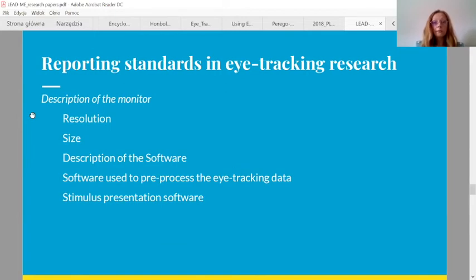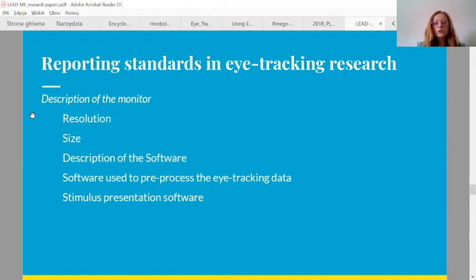Also, very important, the monitor, right? And the resolution and size that can affect the AOIs, right? So this can affect the distance between the AOIs, the size of the AOIs, and the distance between the participant and the AOIs, right? So how far is the participant's eye from the monitor? This can also differ across studies, and we have to take this into account if we want to replicate something or use the same methodology as someone else.